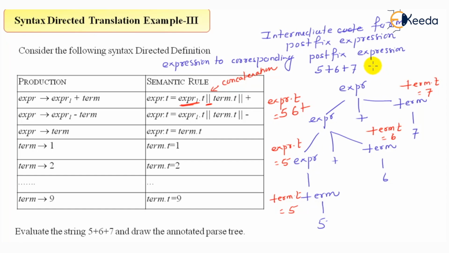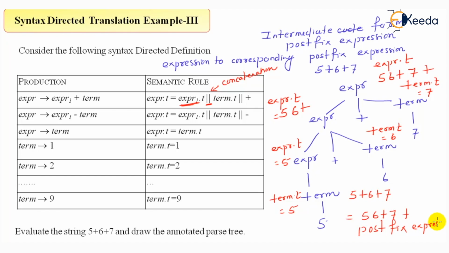The final value here, expr.t, will be equal to what? Expr1.t, which is the child, 5 6 plus, then term.t, that is 7, and then the other plus. So 5 plus 6 plus 7 is finally translated to 5 6 plus, and then 7 plus, and that is nothing but a postfix expression.